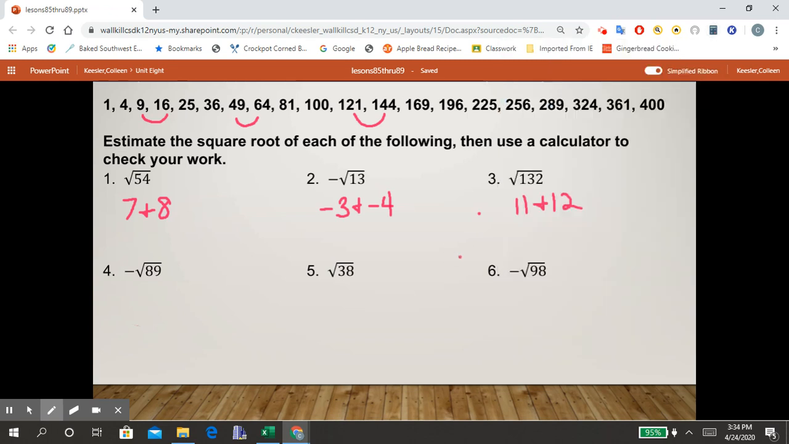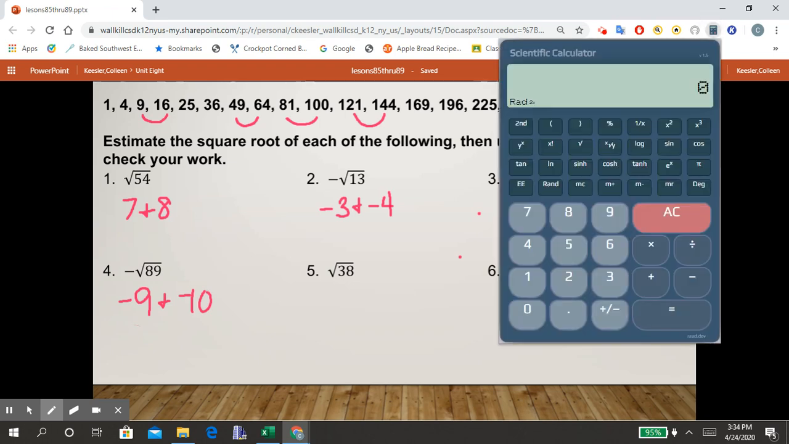Okay, next we have the negative square root of 89. So we're going to bring down the negative sign. We look for where 89 would fall on our list, and that's between 81 and 100. The square root of 81 is 9. The square root of 100 is 10, so it's between negative 9 and negative 10.